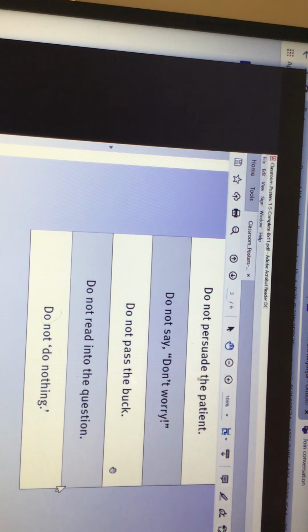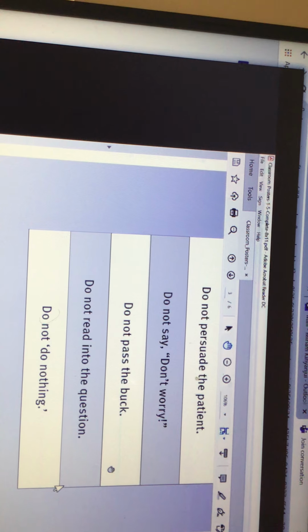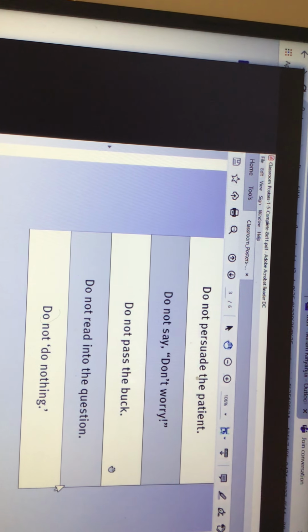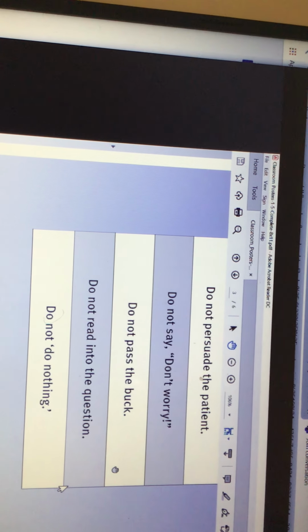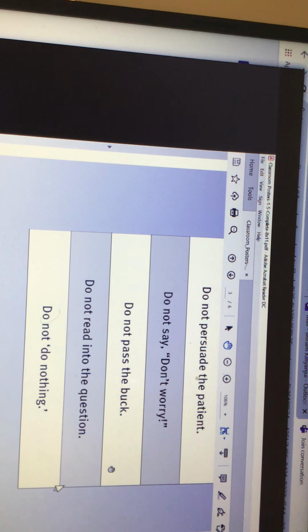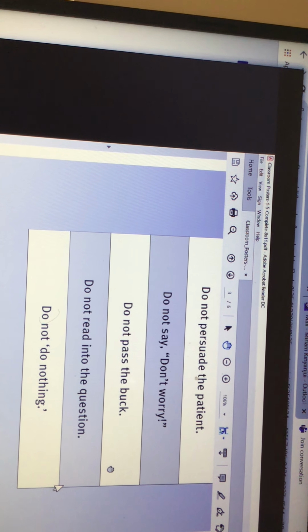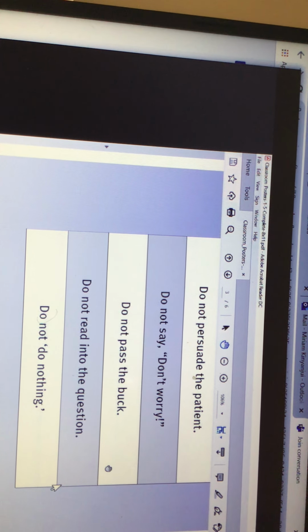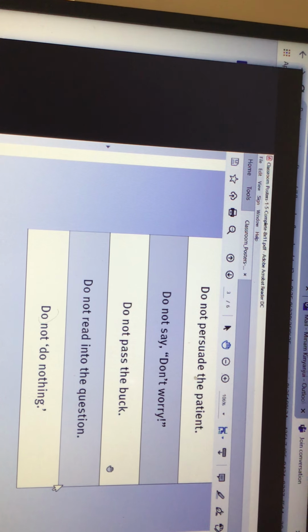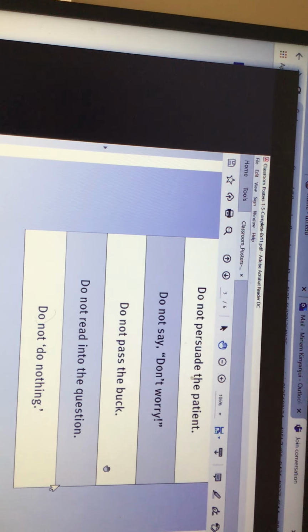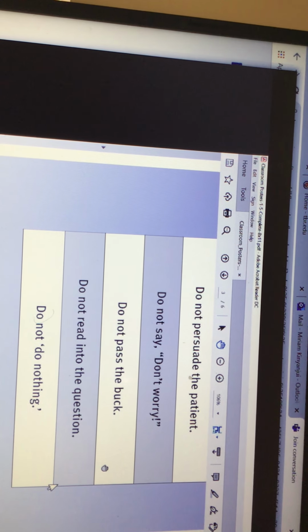And don't pick answer choices where you're having the family do things. Every once in a while, yes, if that's the only answer choice, you will bring in the family. But be careful, because there's times when you should be doing it, not the family. So that's passing the buck.